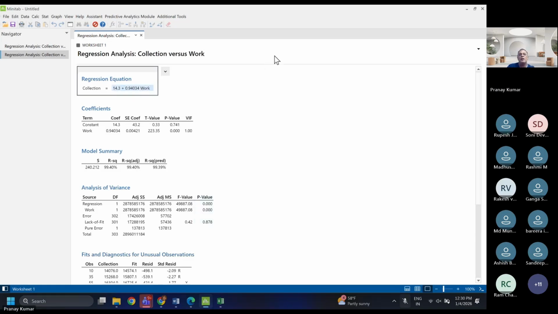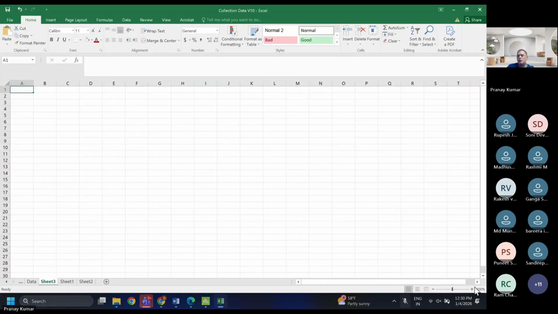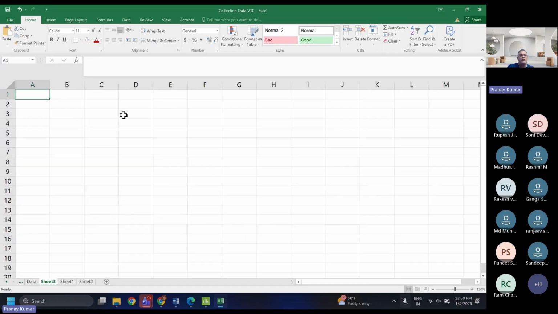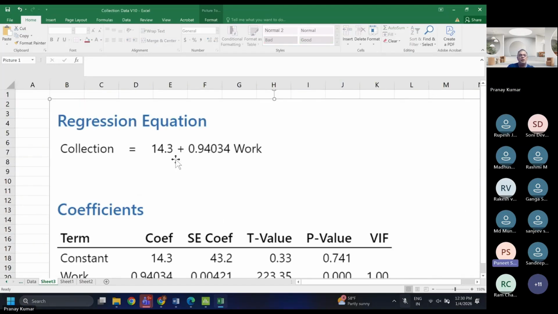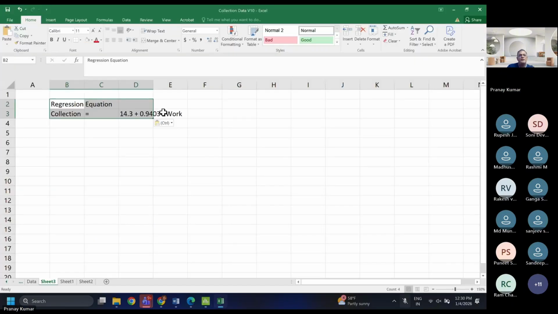What is the regression equation telling us? This is telling you the relationship between X and Y. So it has created a mathematical formula to say this is how X impacts your Y. Let us look at this. So Minitab gave us a formula. Copy. This is what Minitab has given us. Regression equation: collection is equal to this plus 0.94 of work.